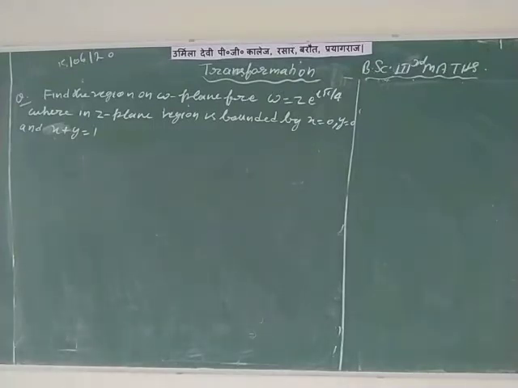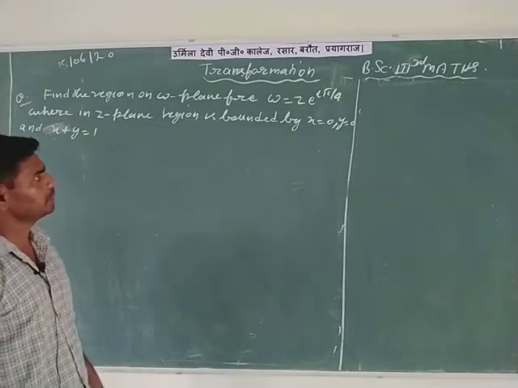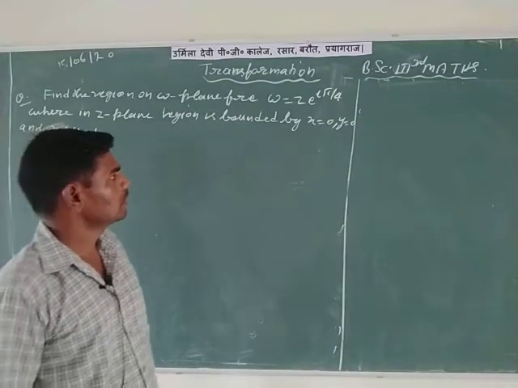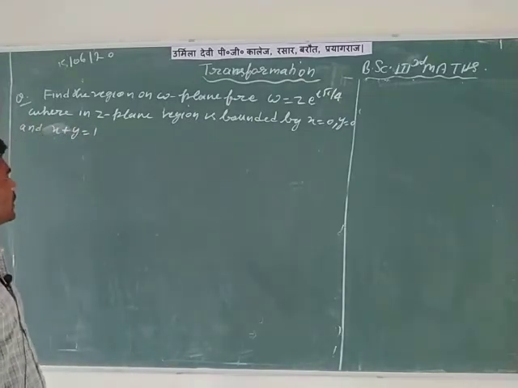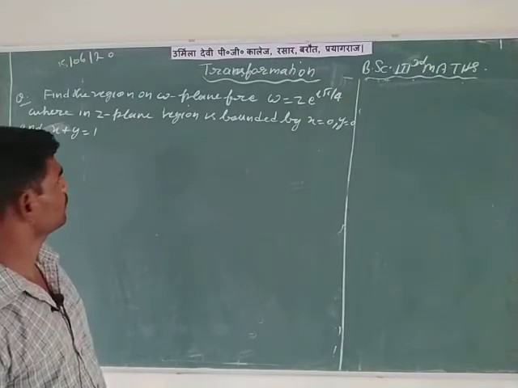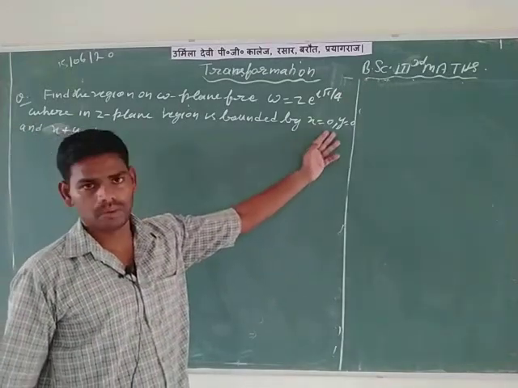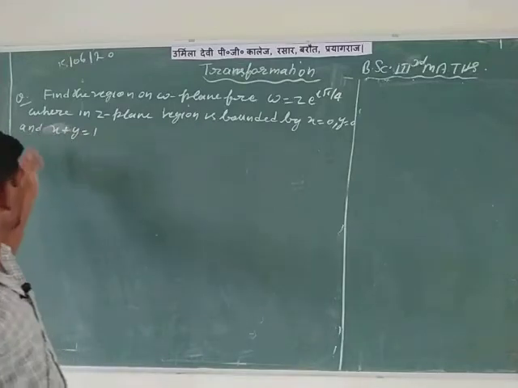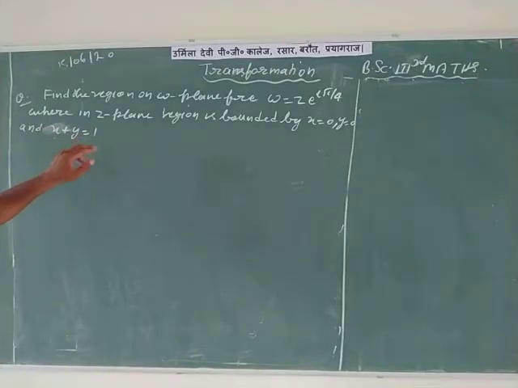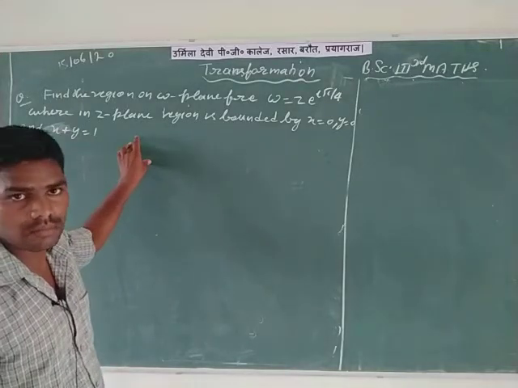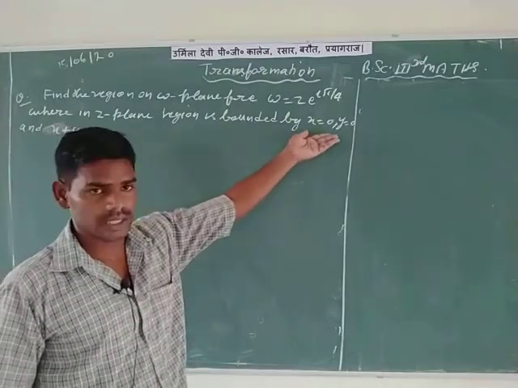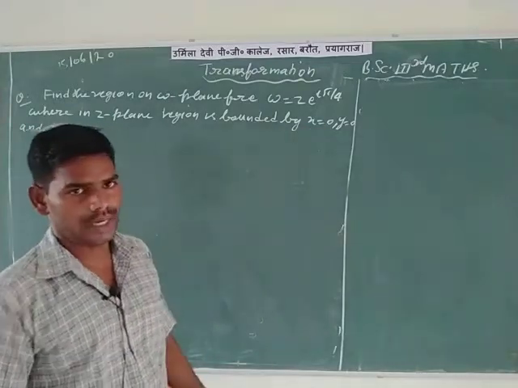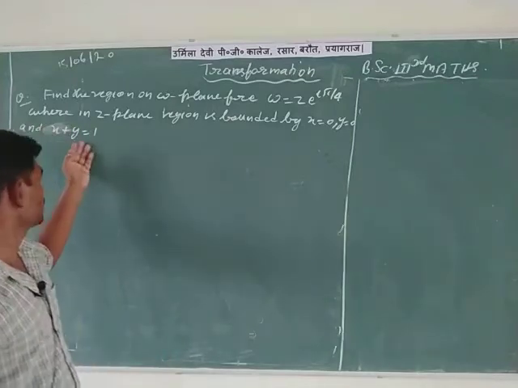In the next question, find the region on the W plane for W is equal to Z e to power i pi by 4, where in the Z plane the region is bounded by x is equal to 0, y is equal to 0 and x plus y is equal to 1. In this question, the region in the Z plane is given, for which the conditions are x is equal to 0, y is equal to 0 and x plus y is equal to 1.